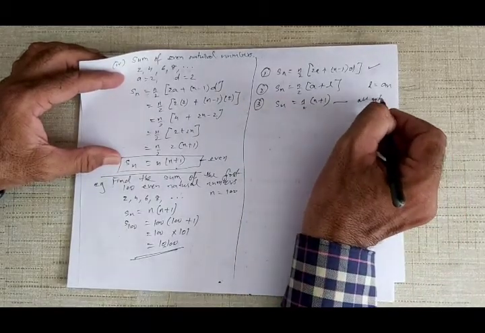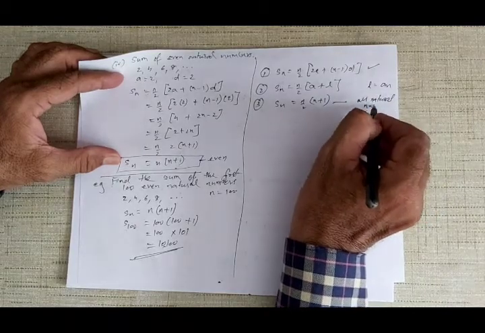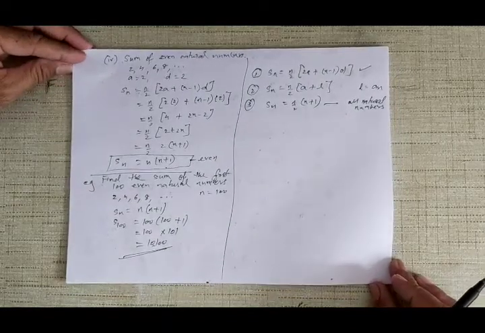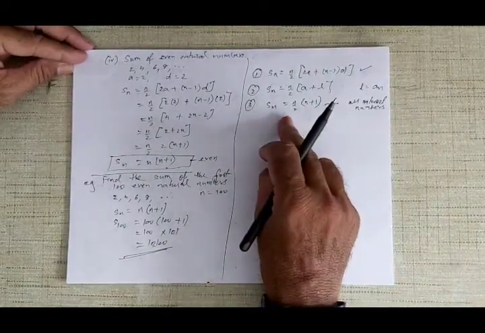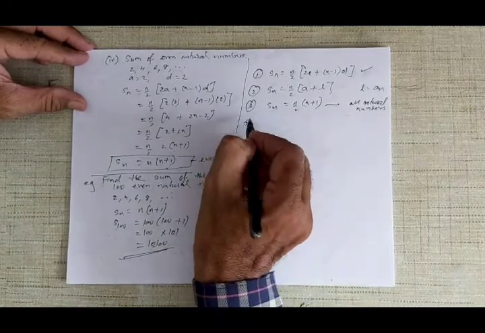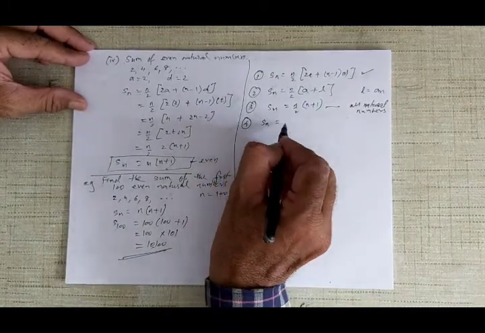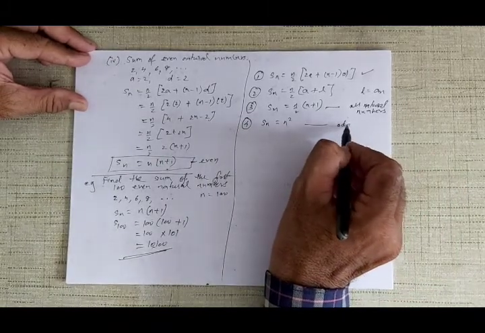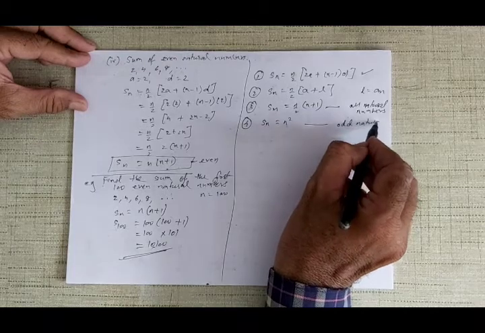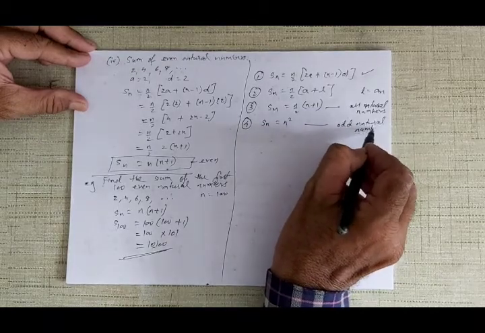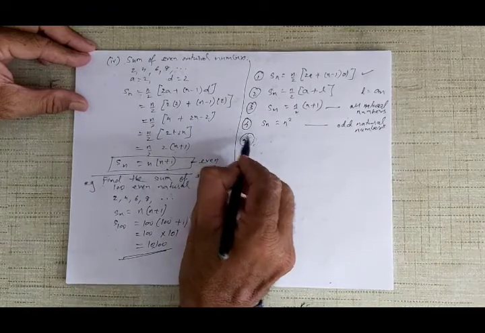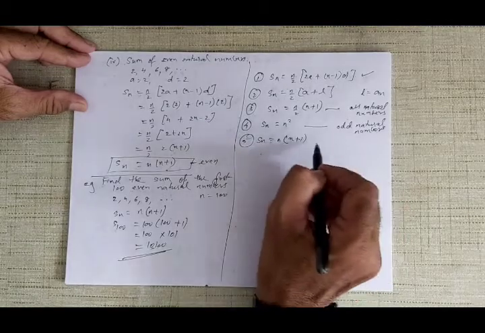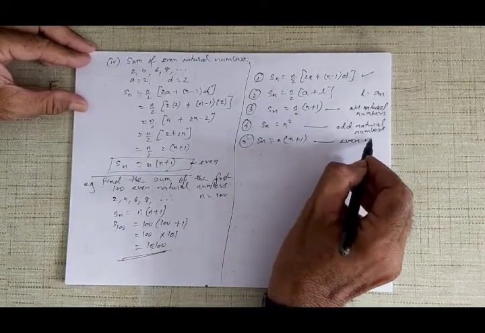Now you might ask why it is specifically asked for natural numbers. It is specifically for natural numbers because such questions come very often. That's the reason why. Then S of n is equal to n square. This is for odd natural numbers. And then S of n is equal to n into bracket n plus 1. This is for even natural numbers.